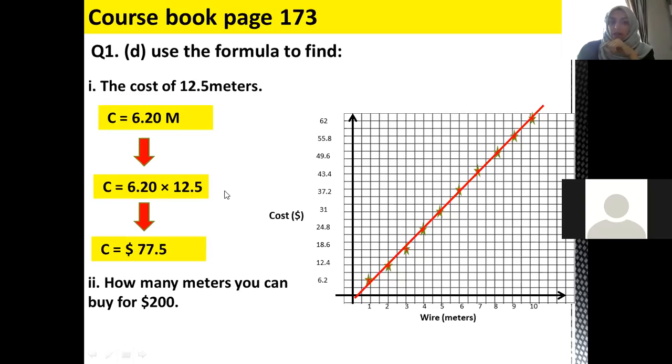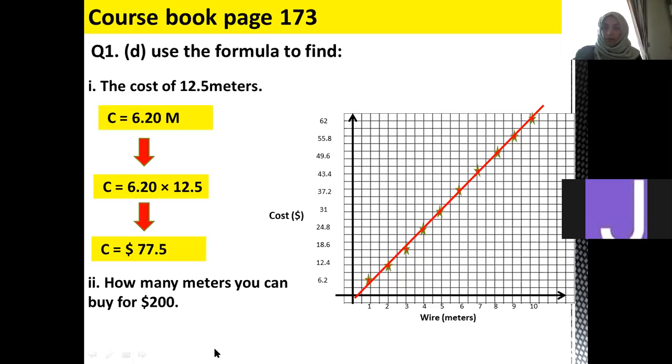Okay, second part. How many meters can you buy with $200? Now they're asking about the meters. Directly, we always go back to the formula and then we apply. Who helps me here? Who wants to help? Come on, 2 participants. We have Jawad. Come on, Jawad.